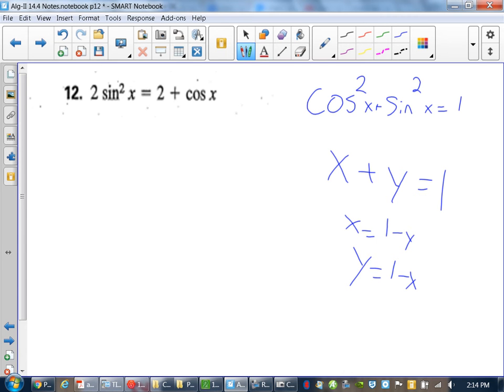So here I can say right off the bat that 2 times this quantity 1 minus cosine squared is 2 plus cosine. All I did there was substitute in sine squared equals 1 minus cosine squared, just by moving the cosine over. You okay with that? What you're doing is manipulating what's called a literal equation. I know that all of you have worked with distance equals rate times time. If you wanted to get rate by itself, you divide by time. If you wanted to get time by itself, you divide by rate. You manipulate a literal equation. So now you distribute.